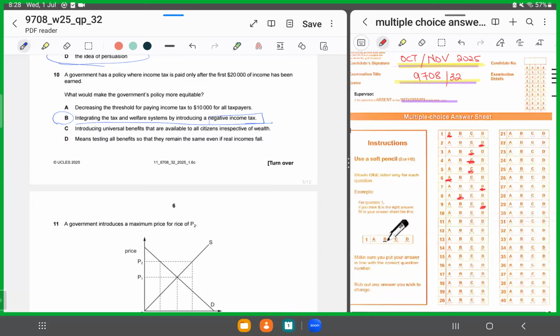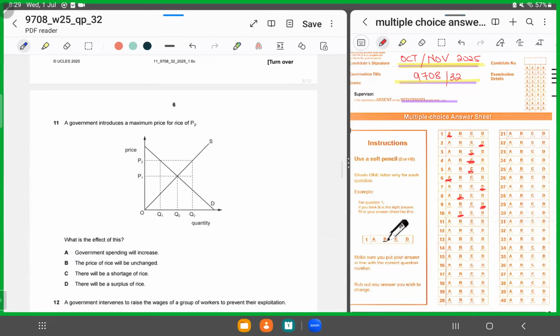It cannot be A because A says decreasing the threshold for paying income tax to 10,000 for all taxpayers. So this is going to worsen the situation. Similarly, D is also going to worsen the situation because if you are going to keep it on testing all benefits means and charge it even if real incomes are falling again, it's going to worsen off. It's not going to make it equitable, right? And C is talking about universal benefits rather than making it equitable. That's why we aren't choosing C. So out of all these four options, B is the correct answer. 10 is B. Number 11.